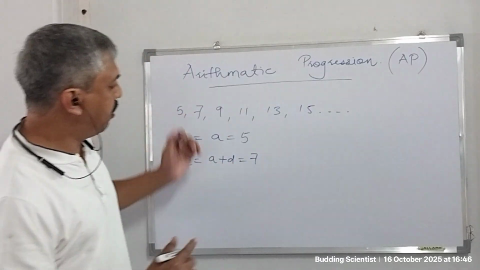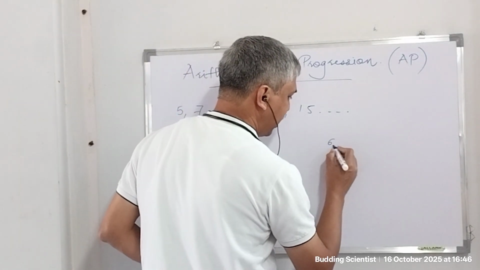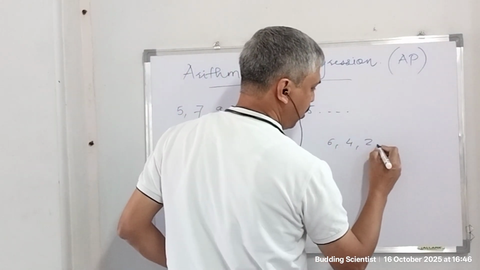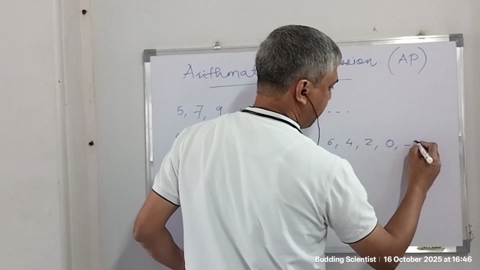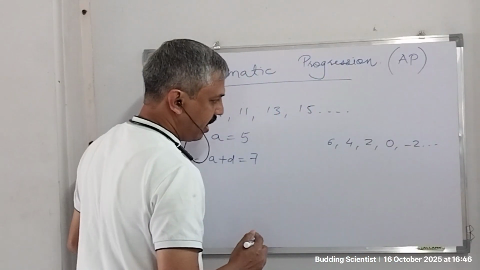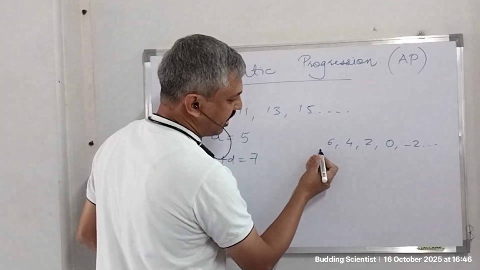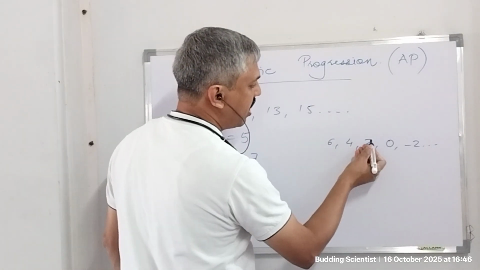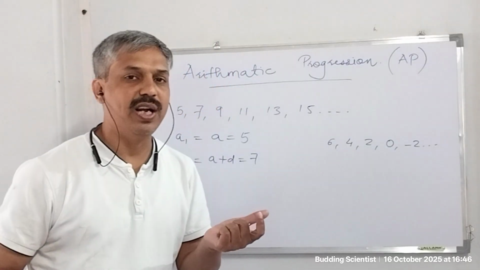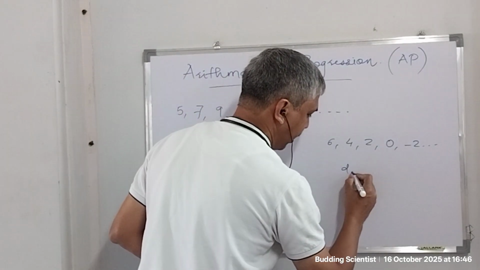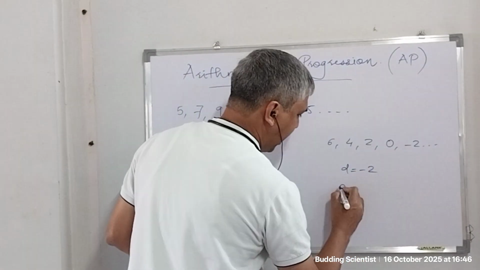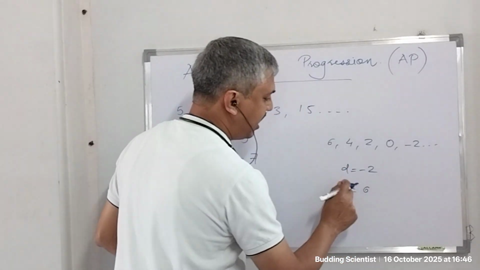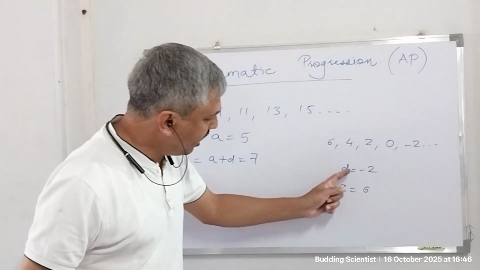We can do the opposite. We'll see one sequence: 6, 4, 2, 0, minus 2 and so on. You take any number and subtract the previous one. 4 minus 6 is minus 2, 2 minus 4 is minus 2. The difference will be negative. D is equal to minus 2 here. A is equal to 6, but D is equal to minus 2. Why do you get a negative number?